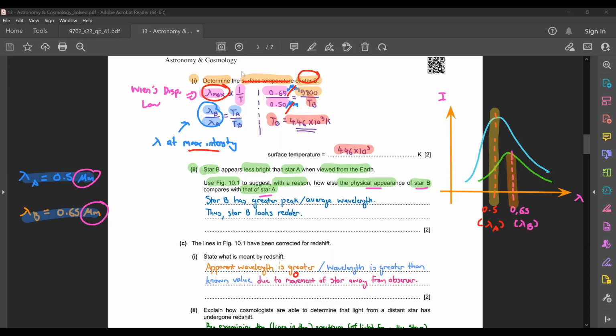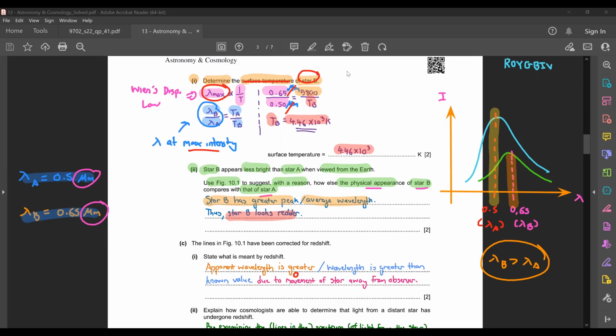So you can see that the wavelength at peak intensity for star B is actually larger than that of star A. You could say that star B has greater peak wavelength or average wavelength. This in turn would cause your star B to look redder. You need to relate this to your visible light spectrum, Roy G.